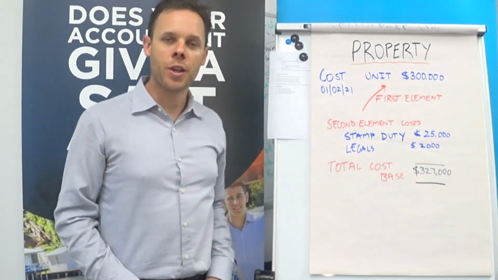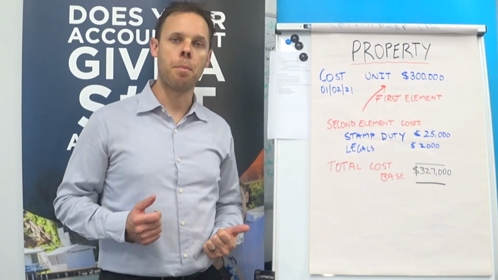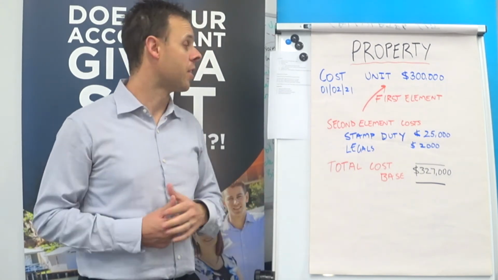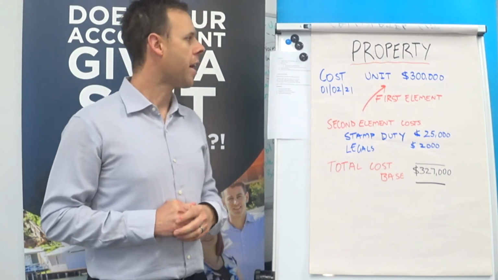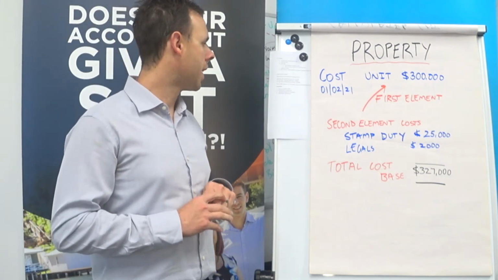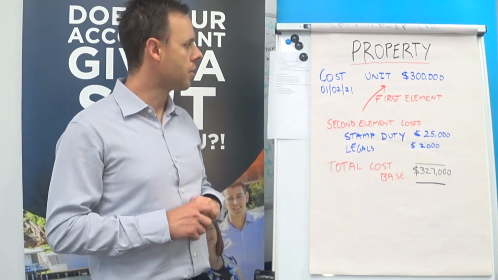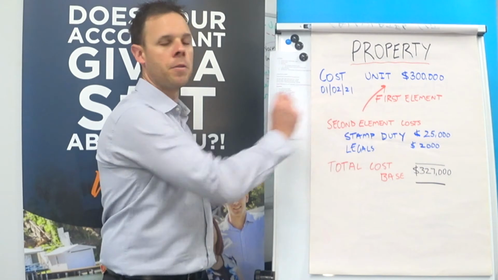So, okay, well, the next part is now looking at property, and property is a little bit the same, but a little bit different at the same time as well. So in this example here, we have a property CGT example, and they've bought a unit for $300,000. And remember we talked about that first and second element. That is going to be your first element.